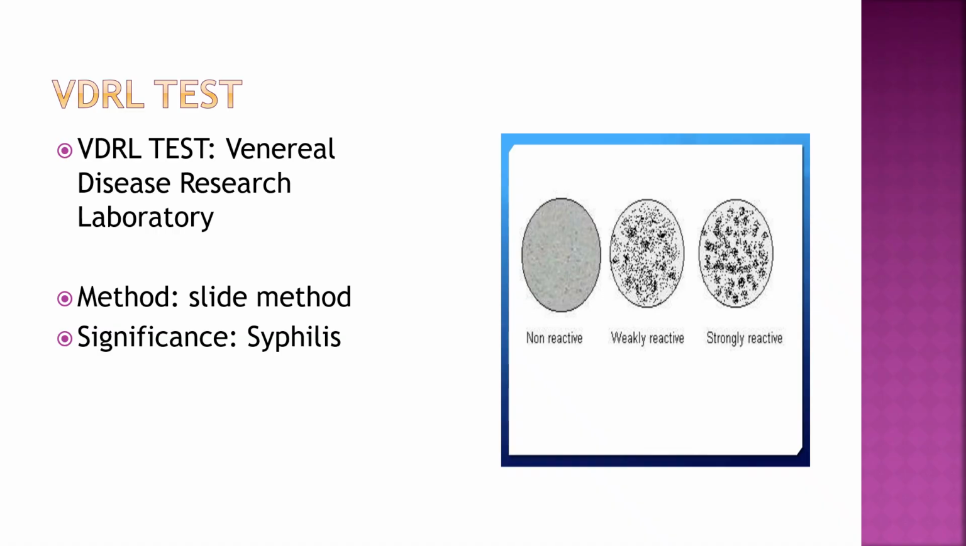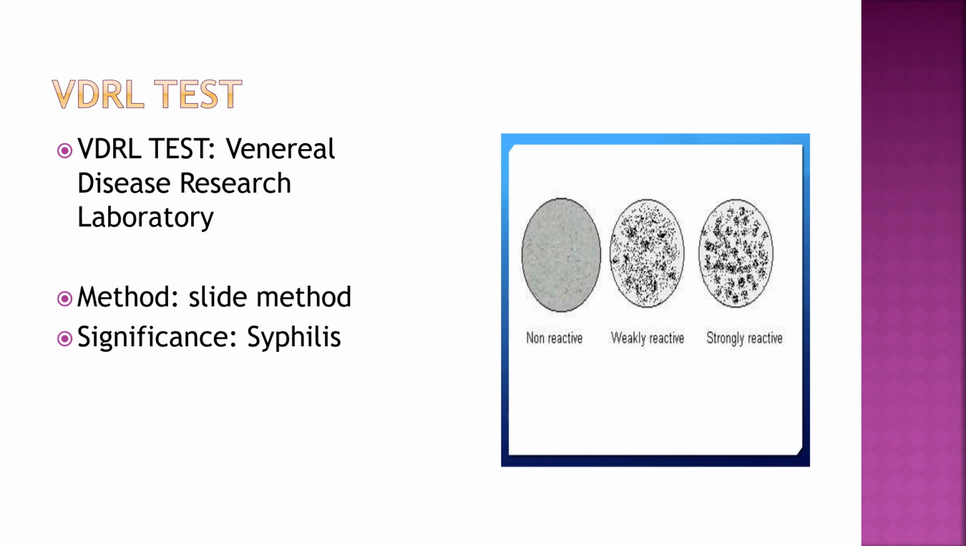Then the VDRL test, the Venereal Disease Research Laboratory test, by the slide method. Again you have to take 1 drop of serum, 1 drop of positive control, 1 drop of negative control, then add 1 drop of antigen to each, and then mix and rotate for 8 minutes on the VDRL rotator or manually, and then look for the clumps. Here you will see floccules.